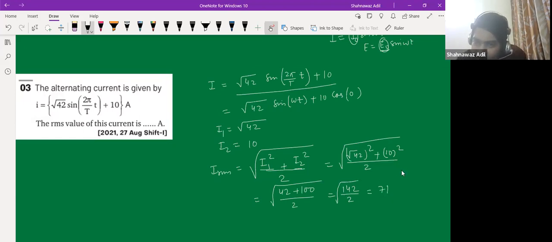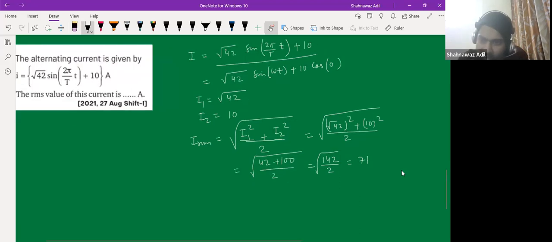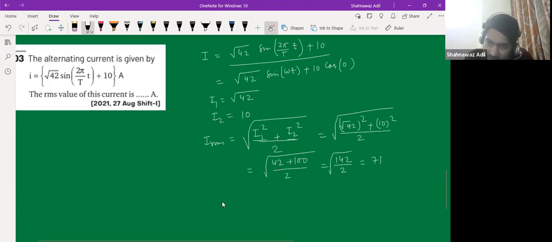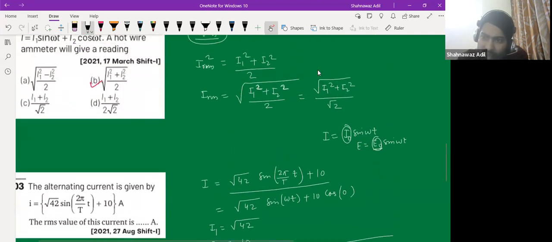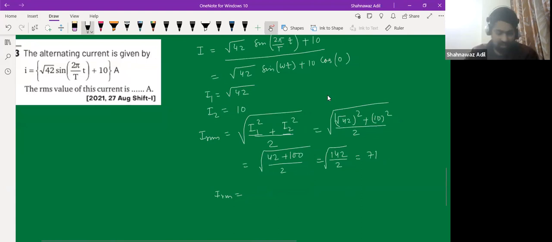So the RMS value would be how much? The RMS value is root of 71, how much is this? Calculate this.